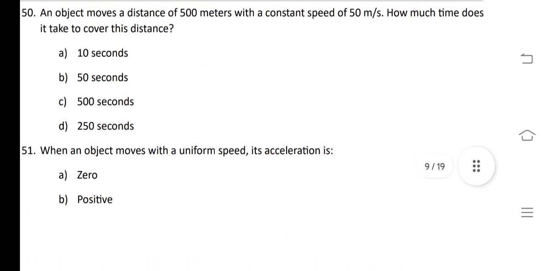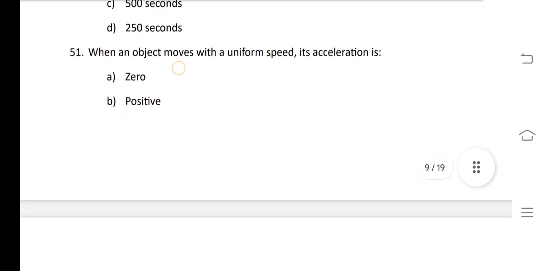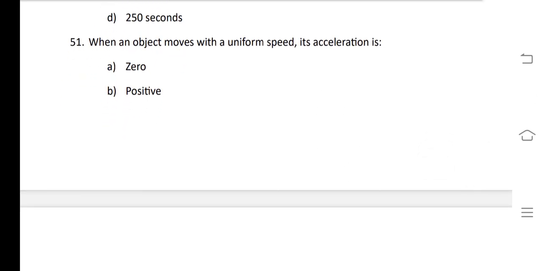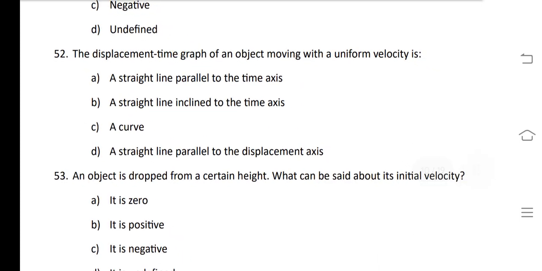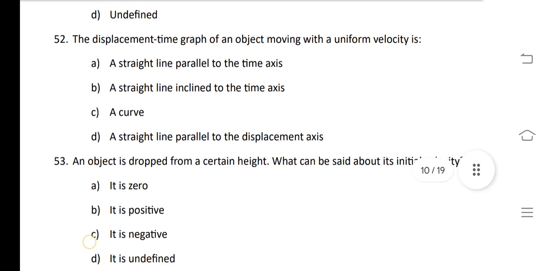Or you can use the formula. Our next question is, when an object moves with a uniform speed, acceleration will be 0. Our next question is, displacement time graph of an object moving with uniform velocity is a straight line inclined to the time axis.